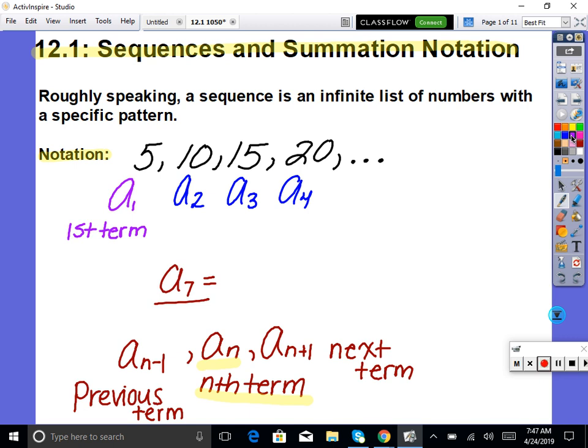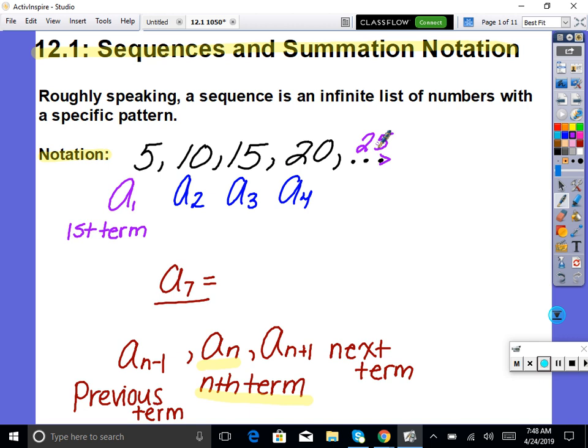So for example, 5, 10, 15, 20. What's the pattern? We're adding 5 each time, right, in this particular one? So that's just a sequence of numbers, and then the comma, dot, dot, dot means that same pattern continues forever. So if I asked you, what would the next term be here, what would you say? 25, right? And so on, and so on.